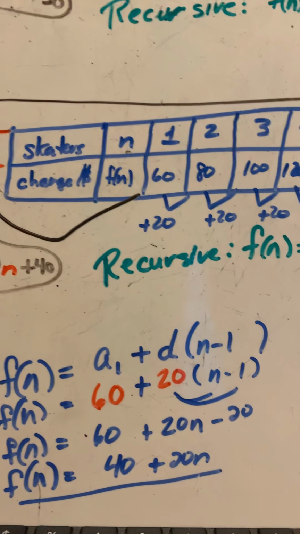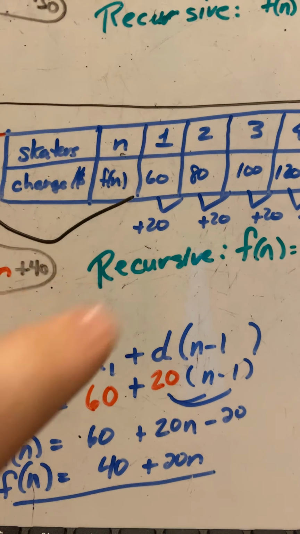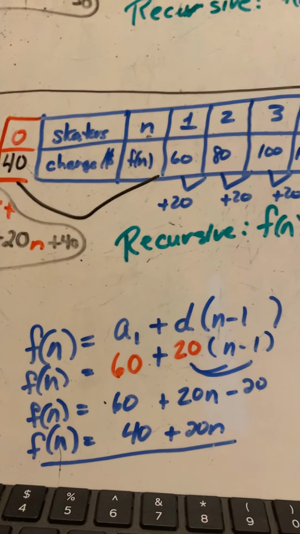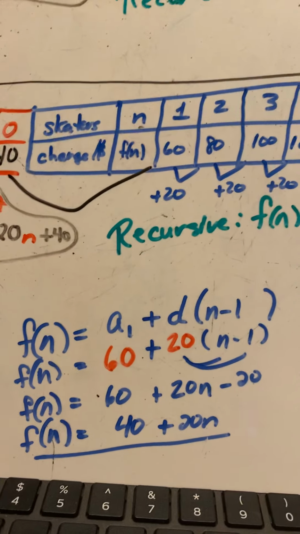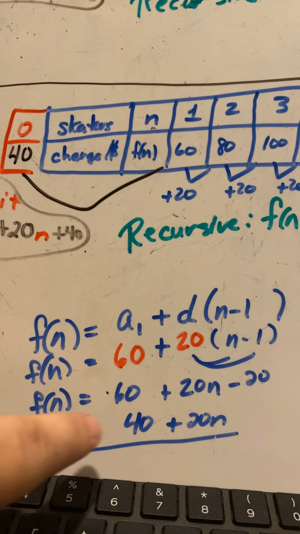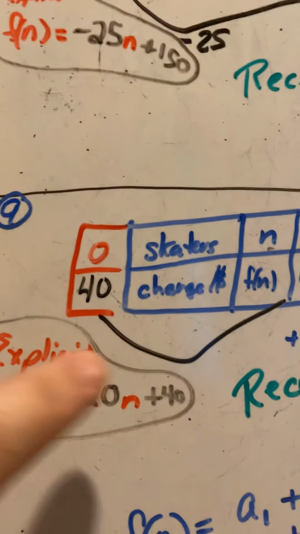And so again, I substituted in when the first term is 60, and so the common difference is 20. And so f of n would be 60 plus 20n minus 20. And you see the net is I still get f of n equals 40 plus 20n. Remember, addition is commutative, and so it agrees with this.